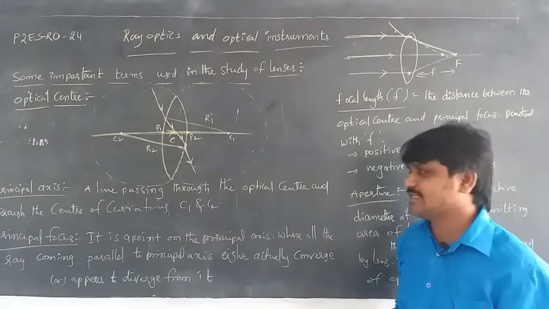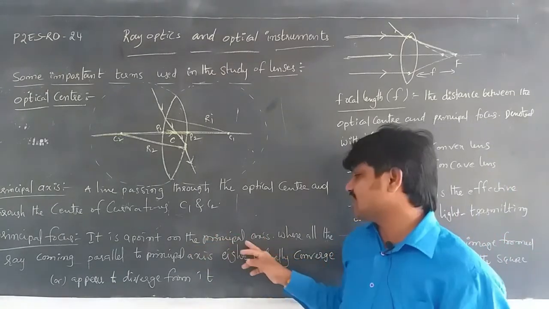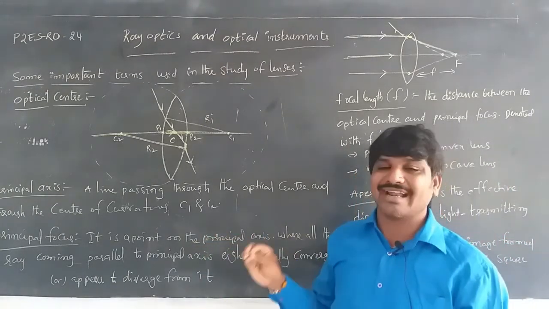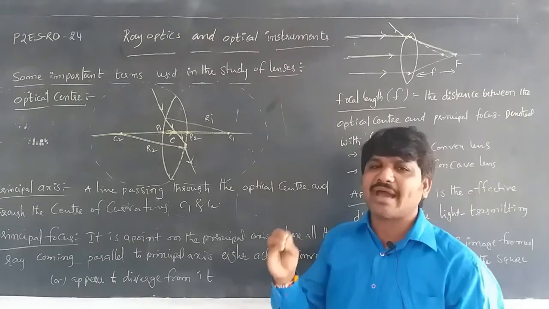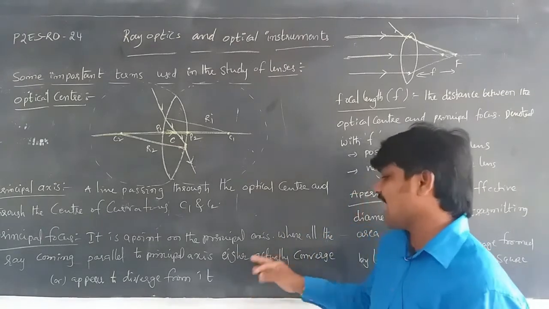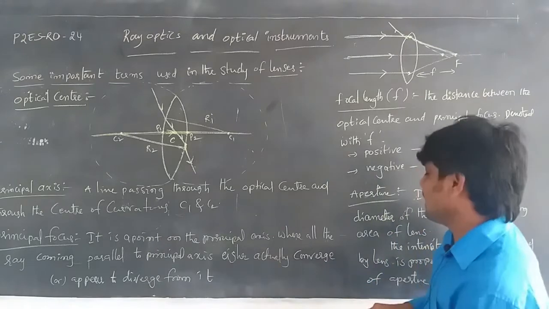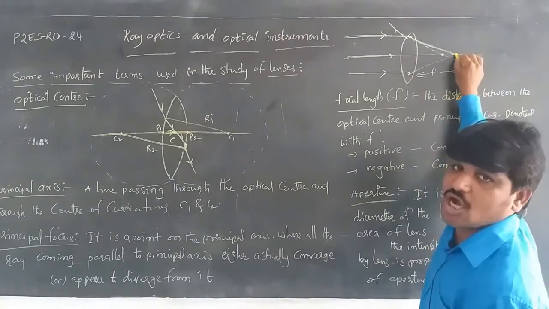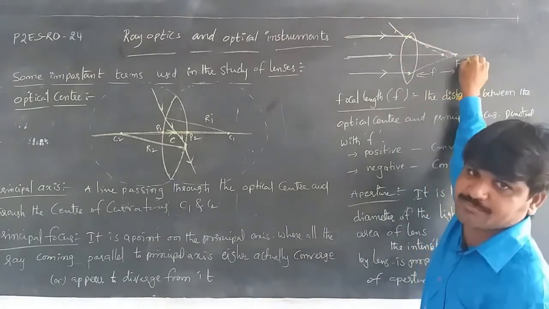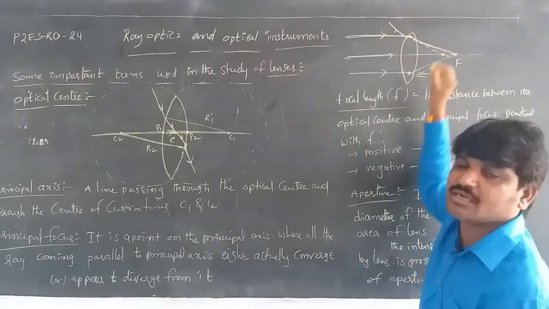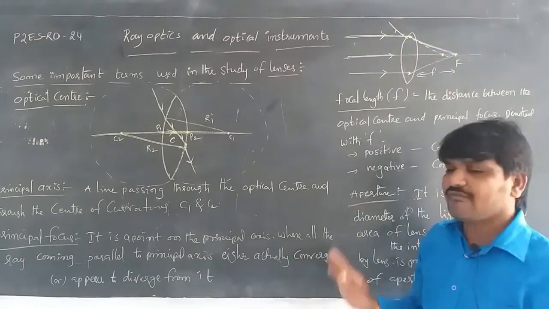The principal focus is a point on the principal axis where all the rays coming parallel to the principal axis either actually converge or appear to diverge from it. This point is called the principal focus.